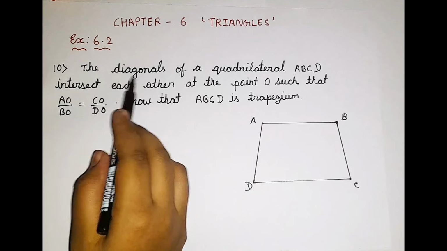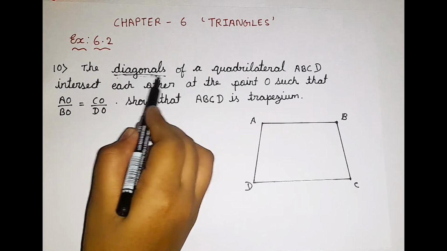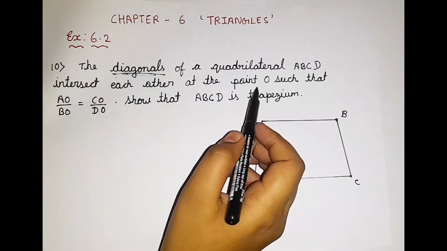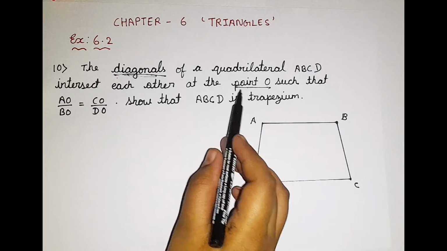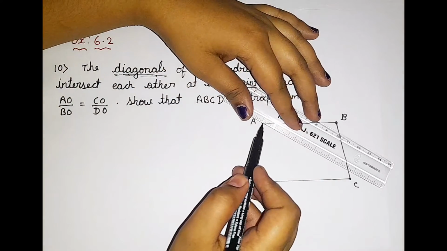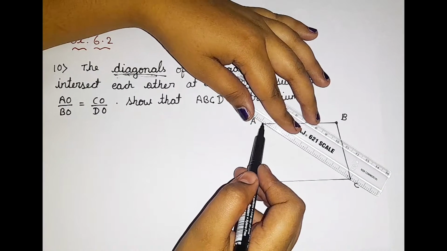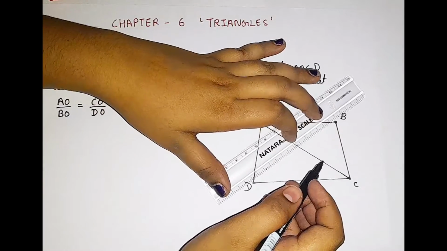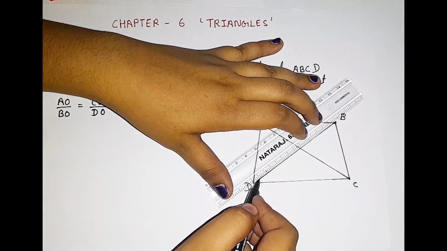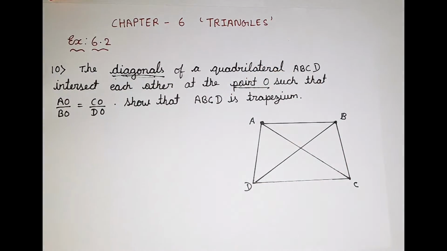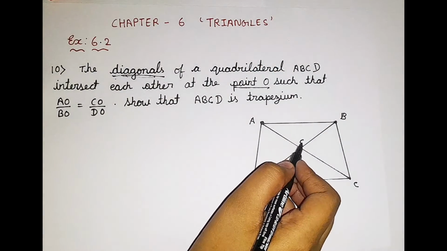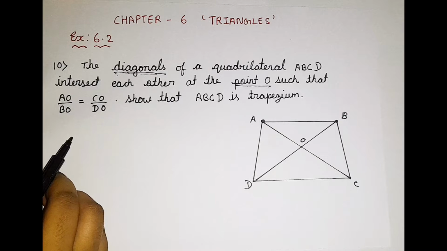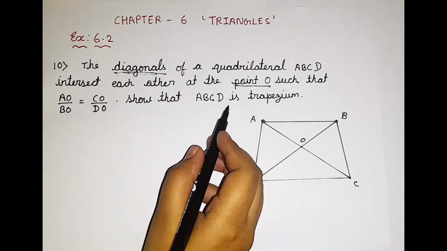Okay, so here they mentioned the diagonals. The diagonals of a quadrilateral ABCD intersect each other at the point O. So we are supposed to draw diagonals now. So I drew diagonals, and they are intersecting at O. So this is that O. Alright guys, so now what are we supposed to show? We are supposed to show that ABCD is a trapezium.